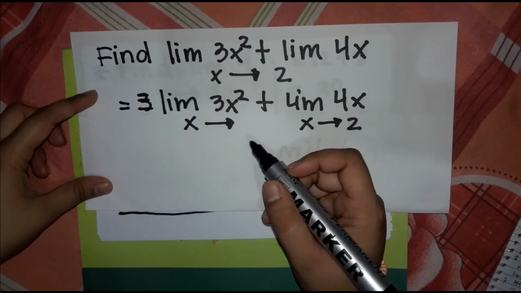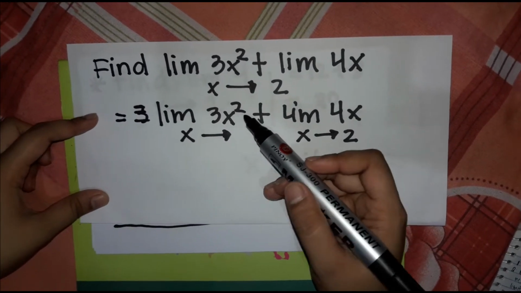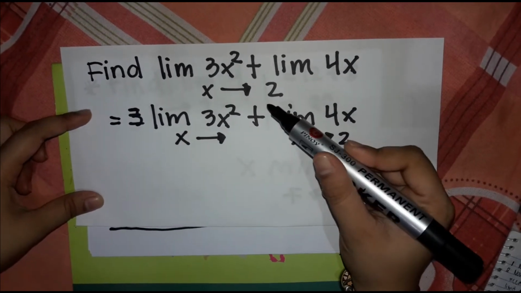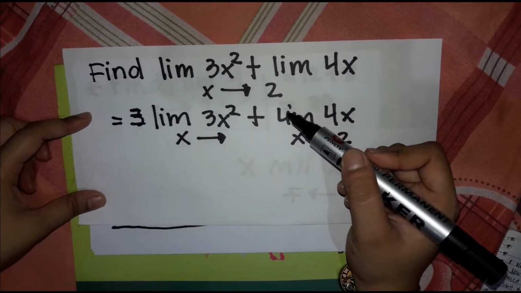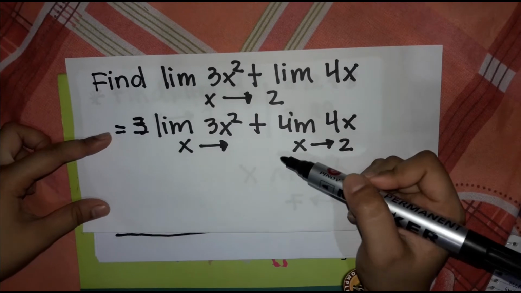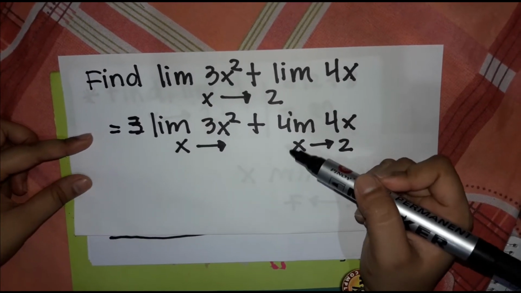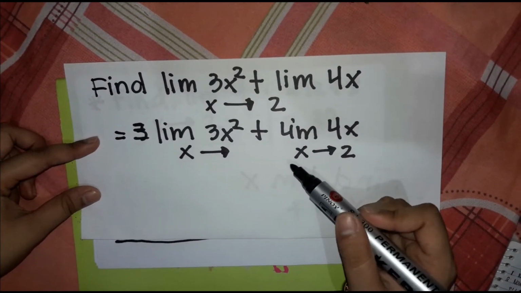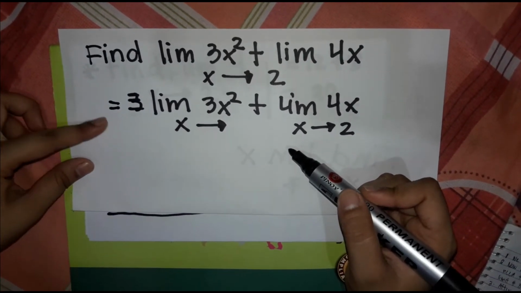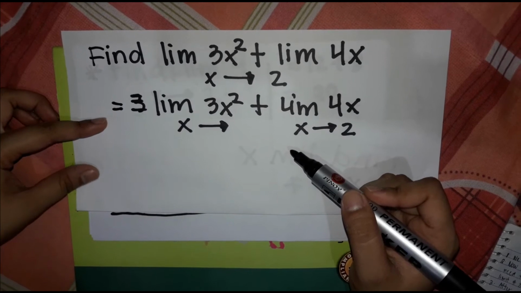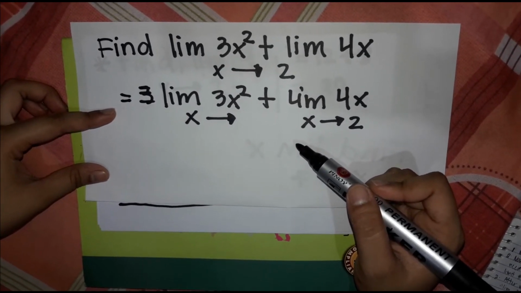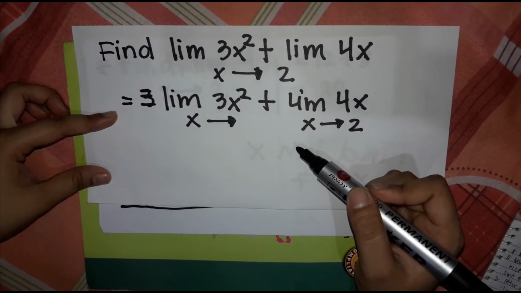Our next example is find the limit of 3x squared plus the limit of 4x as x approaches 2. We use limit number 4 to have a new operation. Now we have two functions which we need to simplify. Based on the functions, we could use limit number 3 on both of them to solve it.